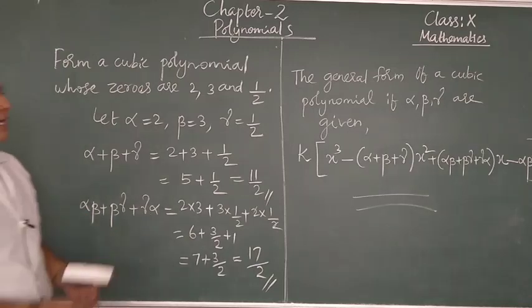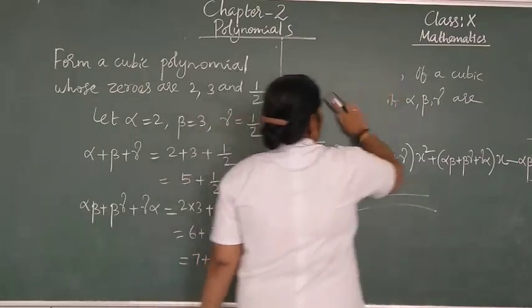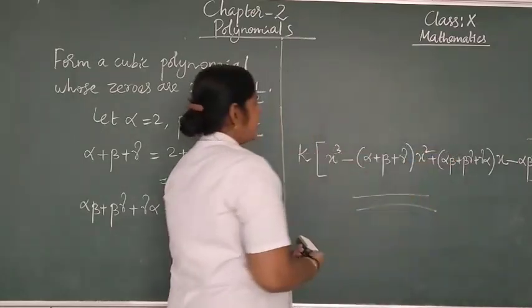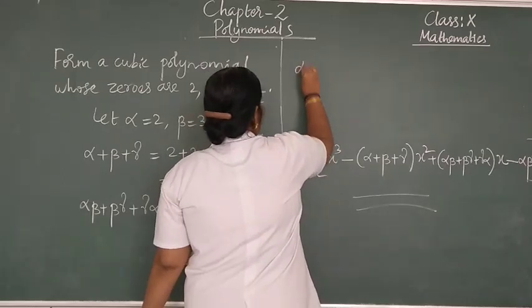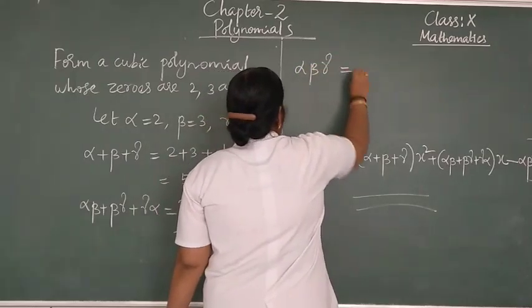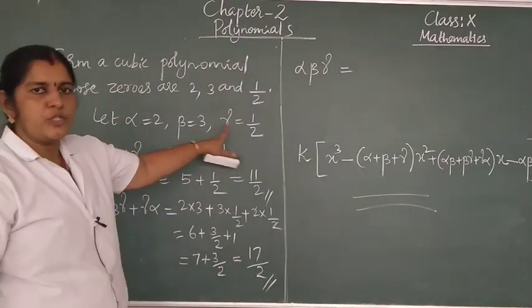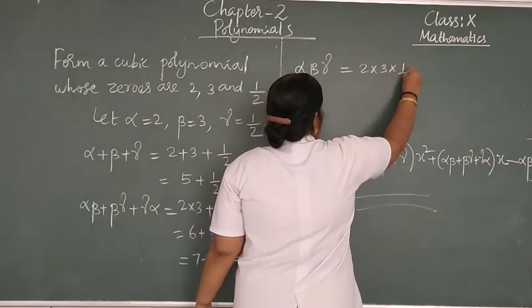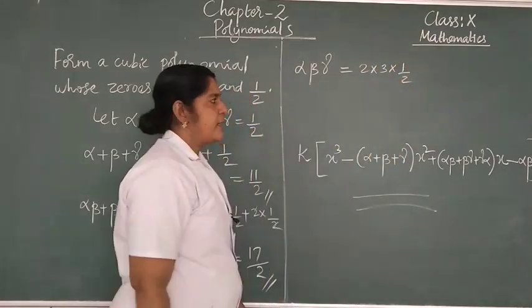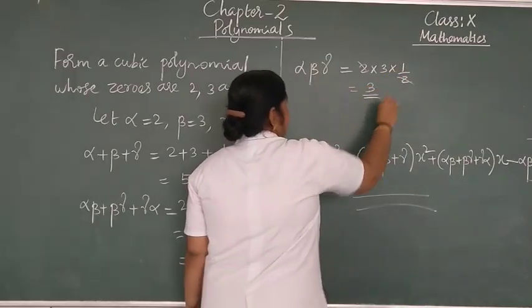Now we need to find the product of the zeros. That is our third relation. So alpha beta gamma equal to, multiply the three zeros. 2 into 3 into 1 by 2. Here because it is multiplication, you can cancel this 2 and 2. So you will get 3.